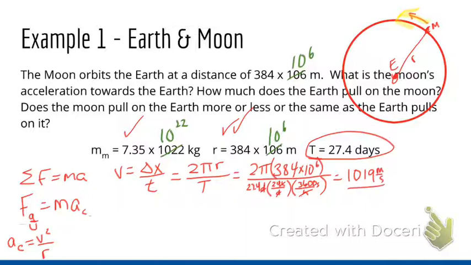So now we have our velocity. We're going to come back over here and do some work. So we're going to take that velocity, and we're going to plug it into the centripetal acceleration right over here. So that means that we have 1,019 meters per second, and we're going to square that, and we're going to divide that by the radius, which was 384 times 10 to the 6th meters. If you do that, you end up with 0.0027 meters per second squared, and that's your first answer.